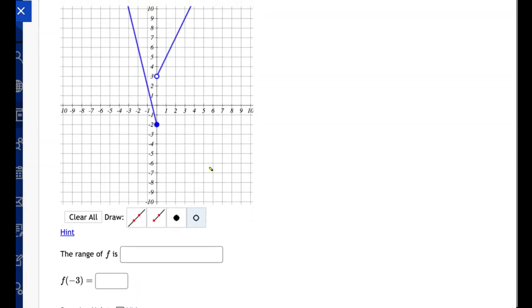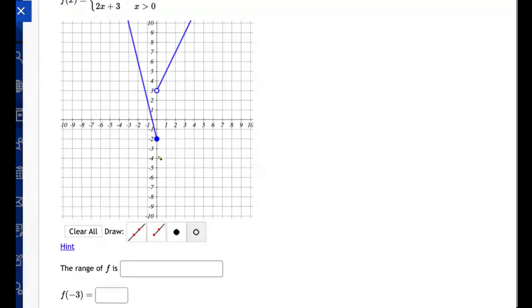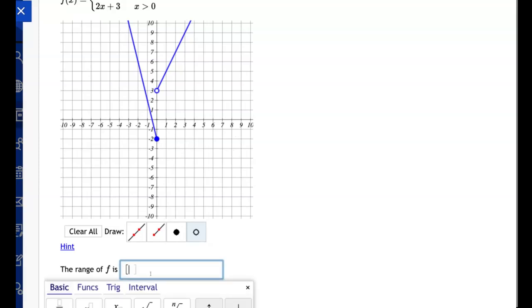So now looking at the range. Now that I have this, the range is my y values. So if this is at -2 and then it goes up, nothing's going to go past that -2. Closed circle, so square bracket at -2. And then it goes up forever, so comma infinity.